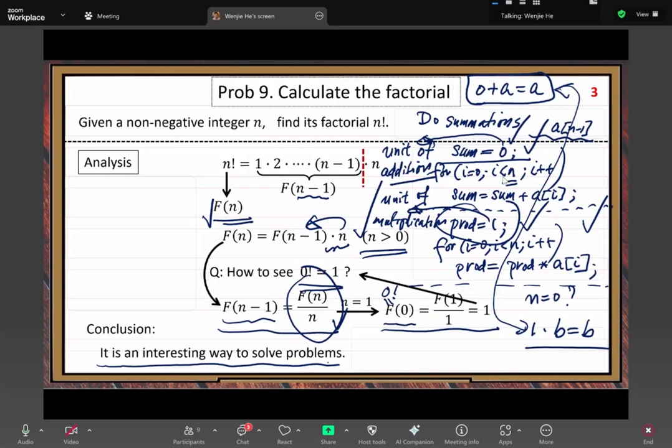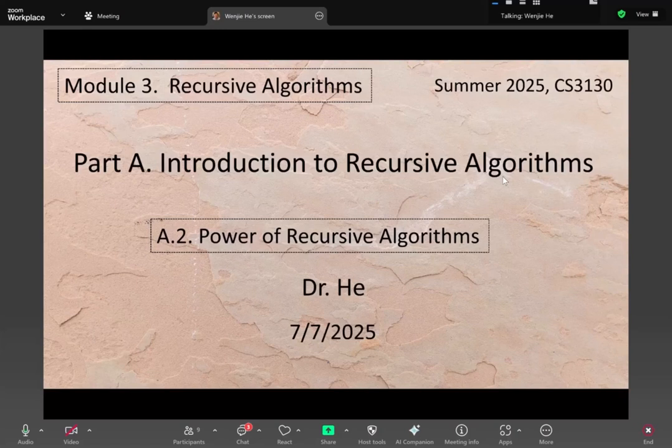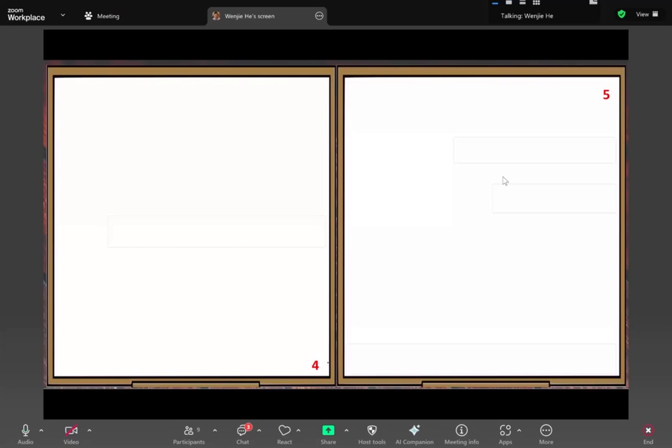All right. 8.2, power of recursive algorithms. This time, we want to see its power, the most valuable part of a recursive algorithm. To see its power, I want to use an interesting problem, a puzzle problem.